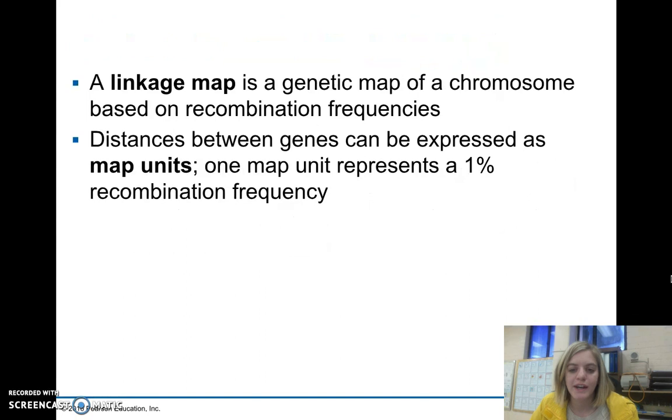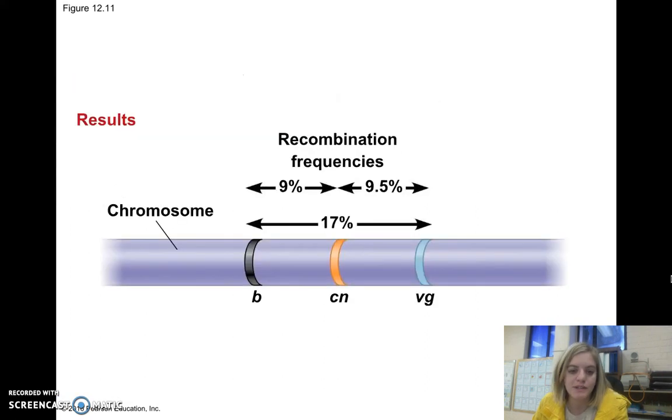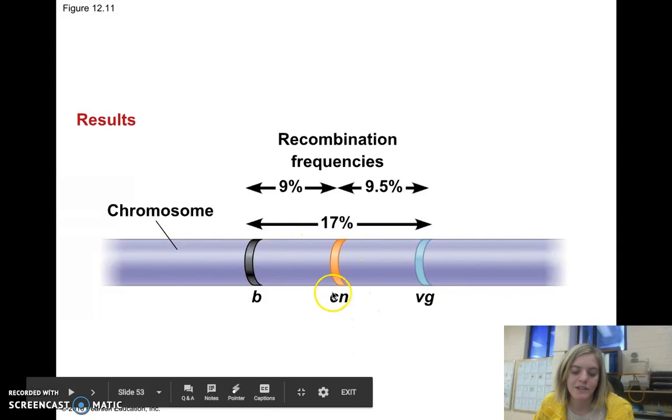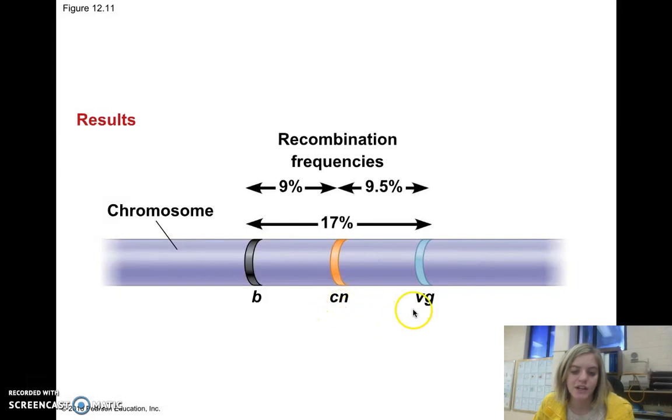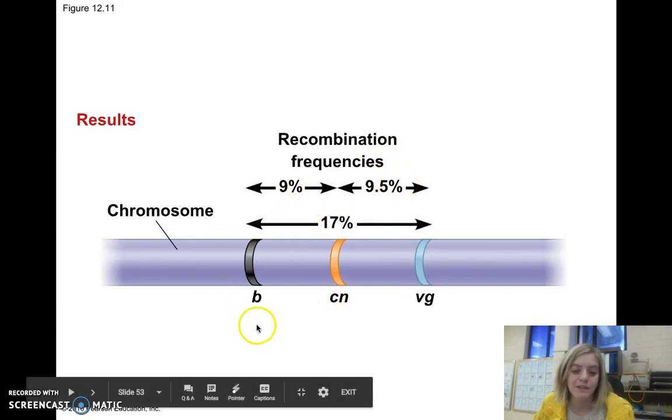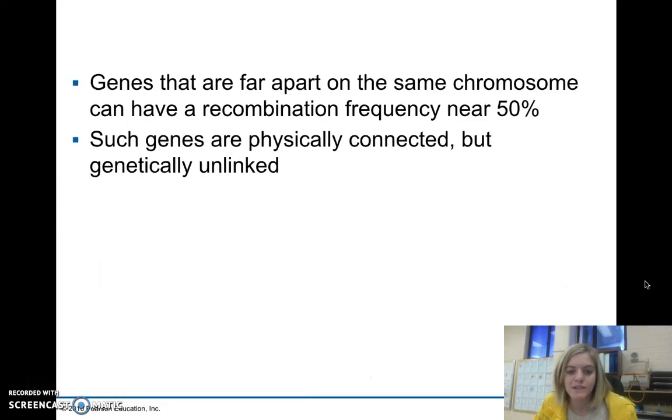We call the genetic map of a chromosome a linkage map, and this is the part where you don't need to get too technical, but you might see distances between genes represented as map units. So one map unit represents a 1% recombination frequency. So you can determine the distance between multiple genes by knowing the recombination frequencies between each pair. So for example, with these flies, we know this gene and this gene have about a 9.5% recombination frequency, and this gene and this gene have 9, so between this gene and this gene we get 17. But that's just a little bit of information about how they map genes.